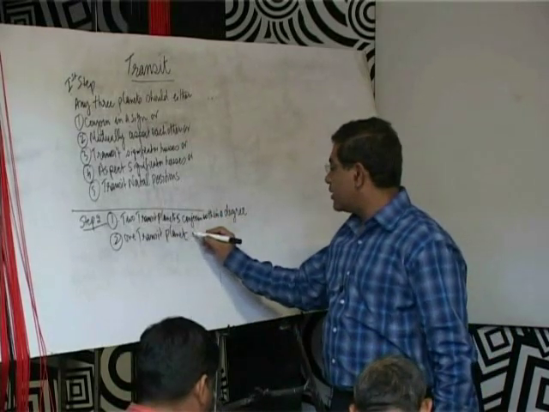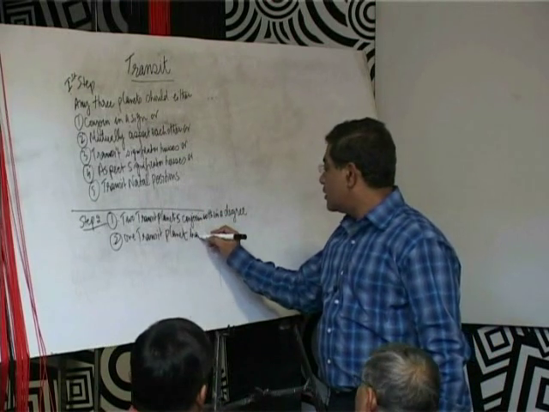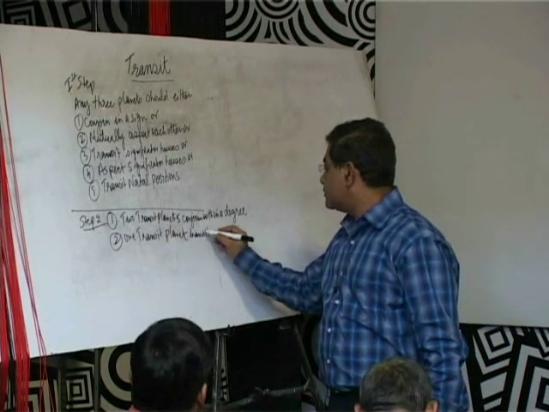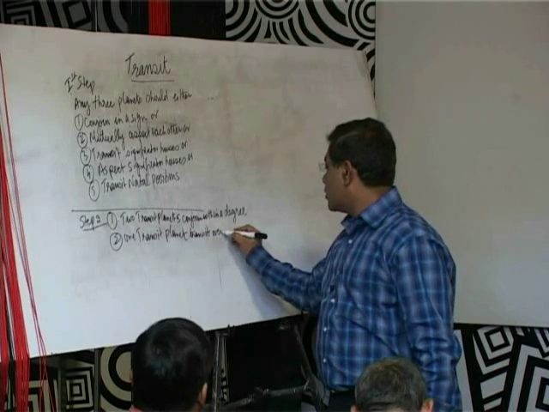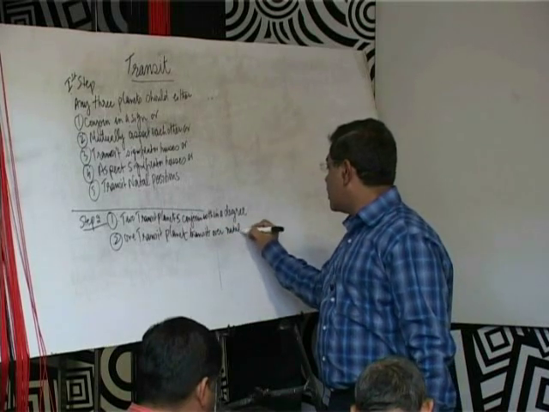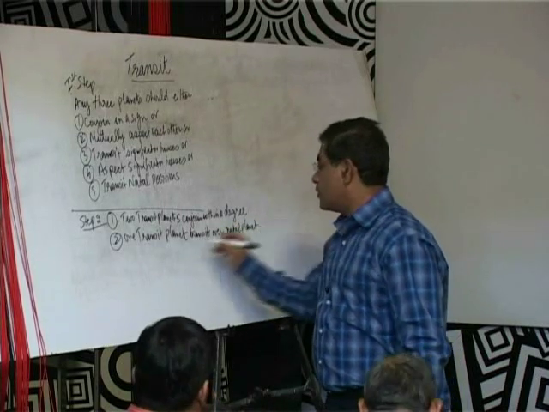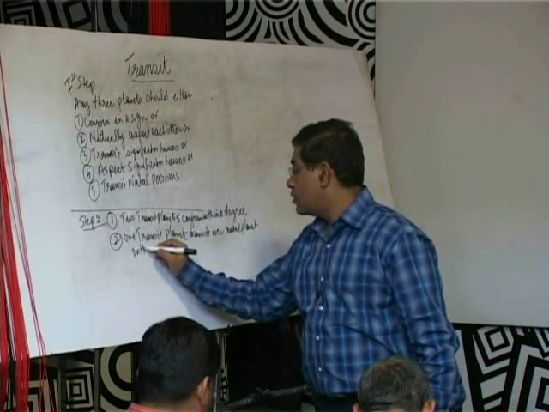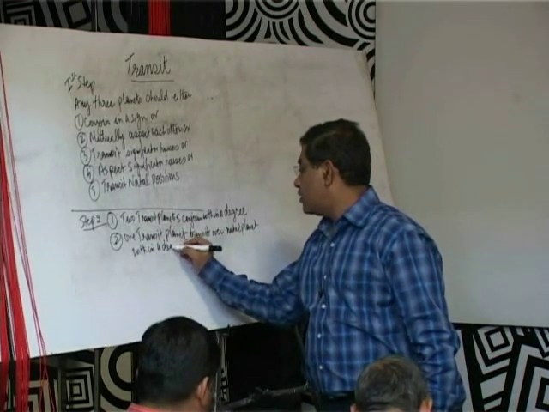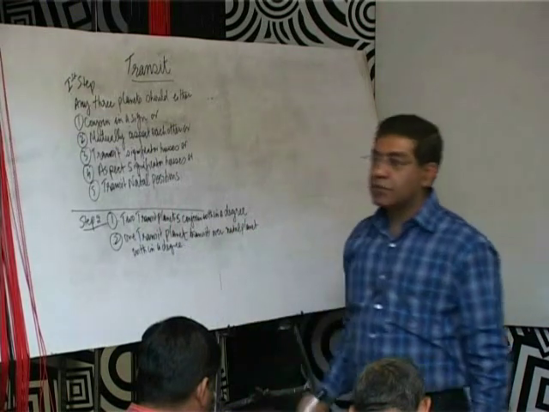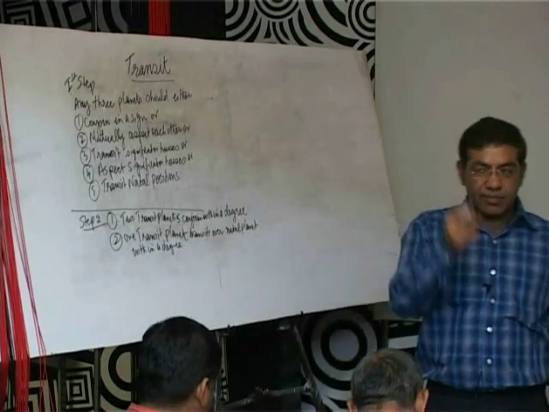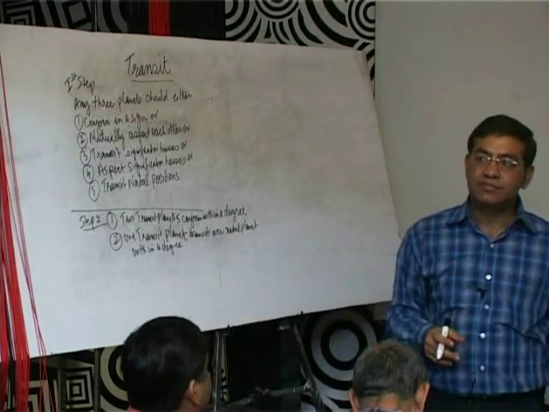One transit planet transits over a natal planet within a degree. एक जो ट्रांजिट प्लैनेट है नेटल प्लैनेट के ऊपर विद इन अ डिग्री आ जाएगा.